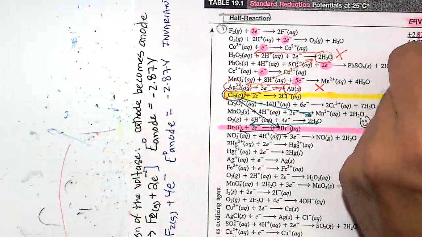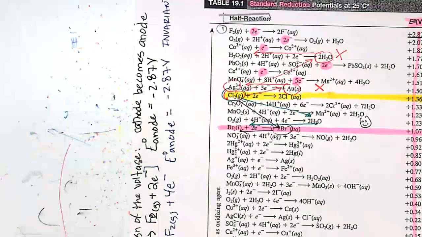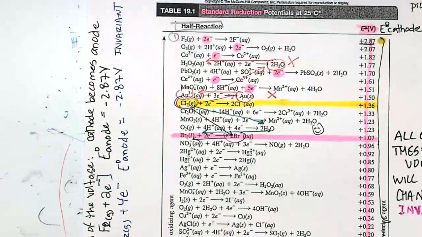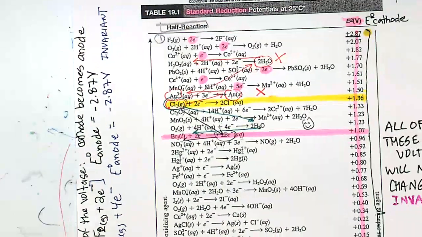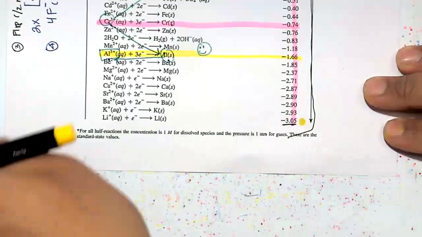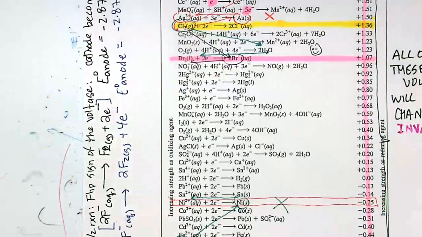Who's better at taking electrons? Okay, this is the best in taking electrons. Okay, which is the worst? This is the best at taking electrons. Okay, which is the worst at taking electrons? Last one. The last one, very good.